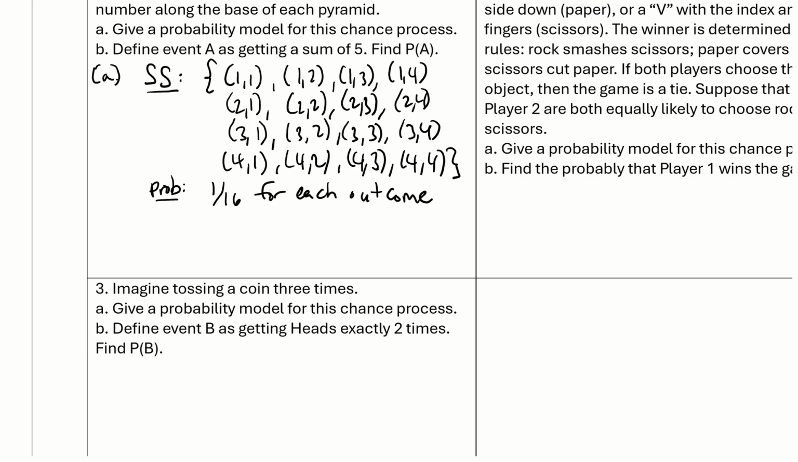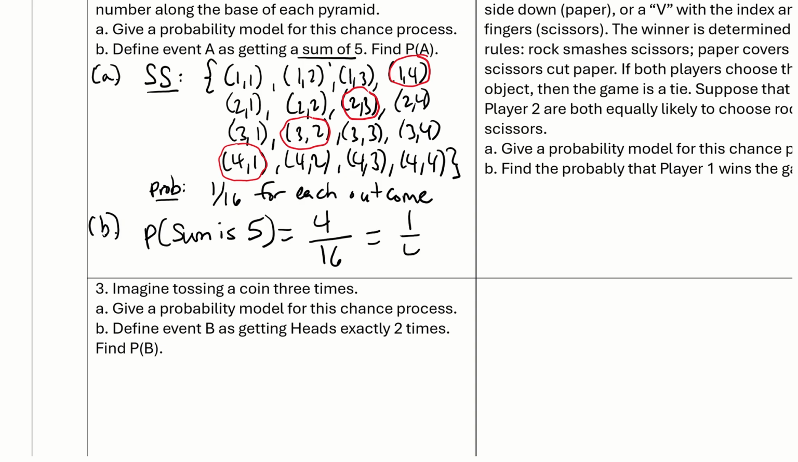All right, that takes care of part A. Now for part B, it says we want a sum of 5. And so for a sum of 5, that's 4 plus 1, 3 plus 2, 2 plus 3, and 1 plus 4. That gives me a sum of 5 when I add them. So that's 4 numbers. So the probability that the sum is 5 is equal to 4 out of 16, right? Which is the same thing as 1/4. Make sure you reduce your fractions or convert them to decimals.